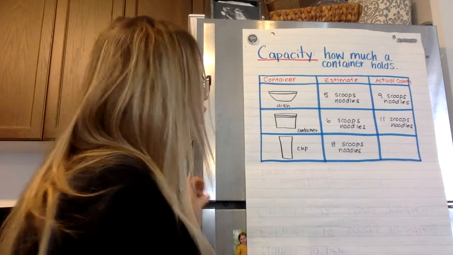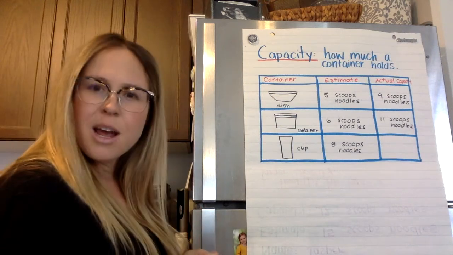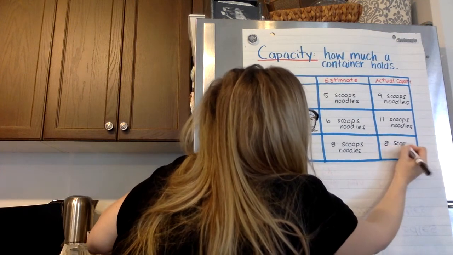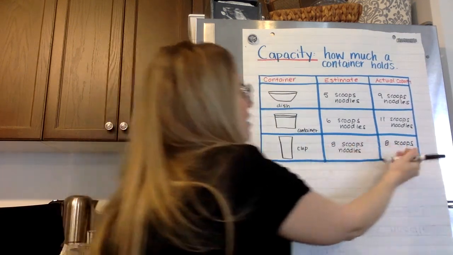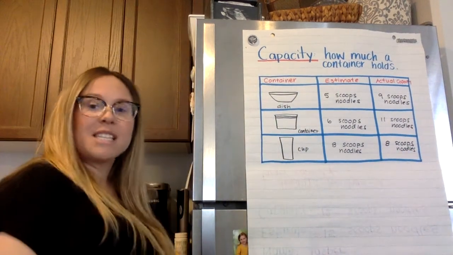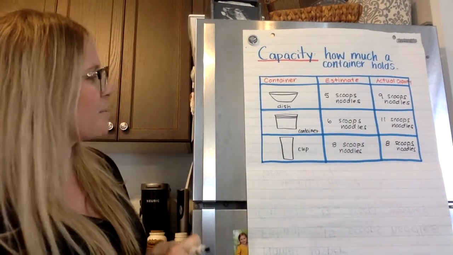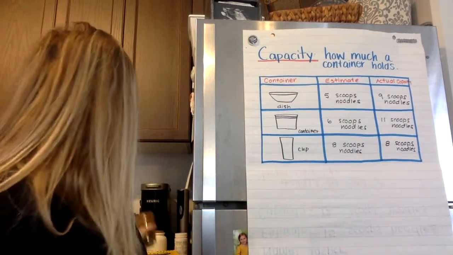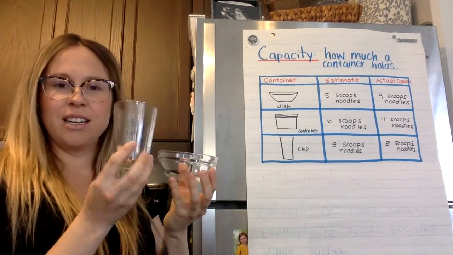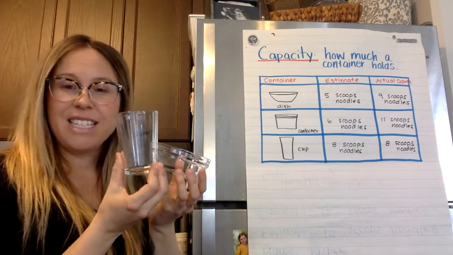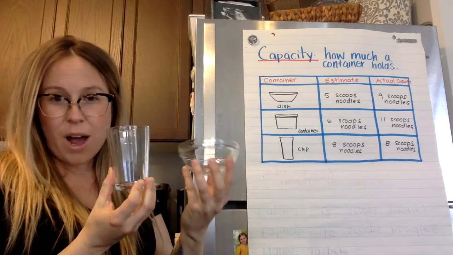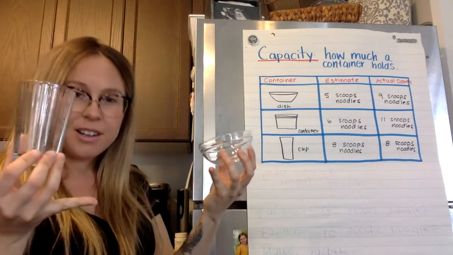I thought the cup would have the greatest capacity because it was the tallest. So, 8 scoops. And look at that, I was actually correct on my estimate. But I did think it would have the greatest capacity, and it actually had the least capacity. So that tells my brain that just because something is taller doesn't mean it has the greatest capacity. This one is wider, and so it holds more.